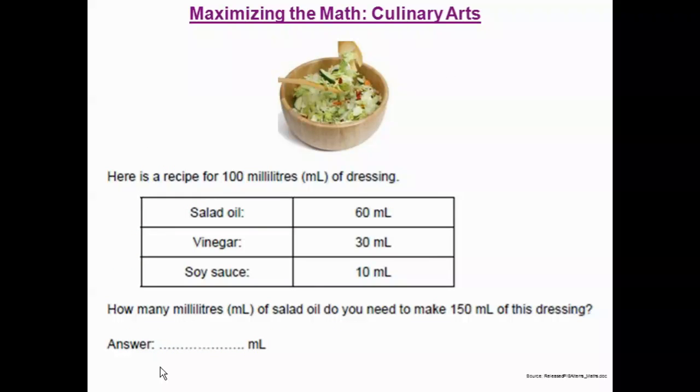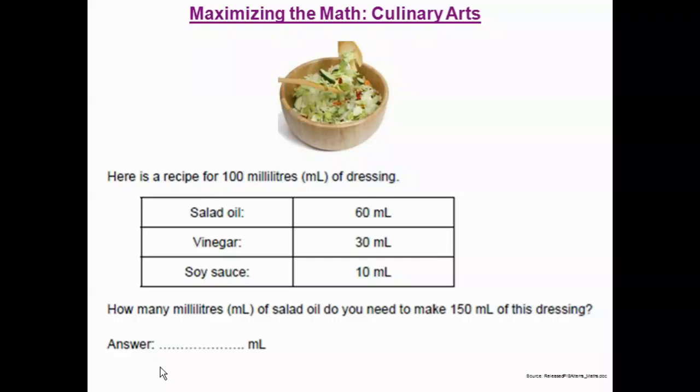Okay, so maximizing math in culinary arts. You have a recipe given here for 100 milliliters of dressing. You have 3 different ingredients: salad oil, vinegar, and soy sauce. Okay, note again the use of the metric unit. And the question is, how many milliliters of salad oil do you need to make 150 milliliters of the dressing?